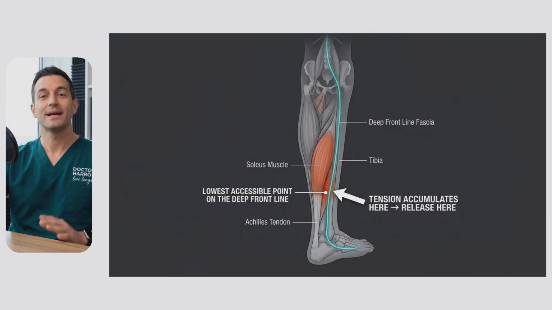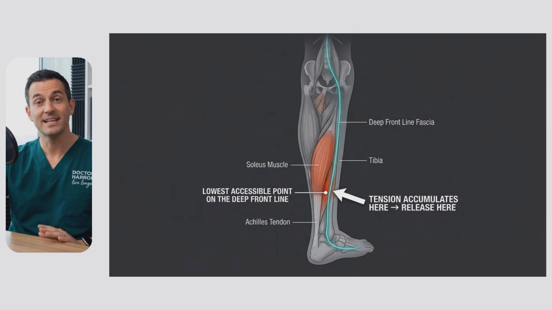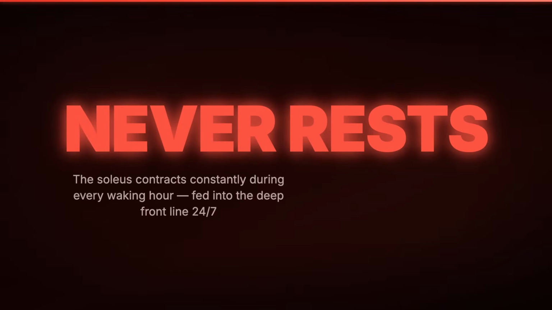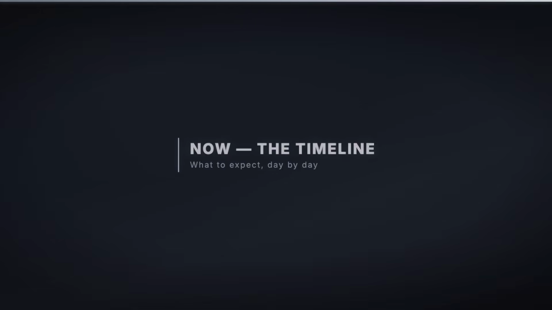Constant contraction means constant shortening stimulus. Constant shortening means chronic tension fed into the deep front line at its lowest accessible point. The soleus is where the tension accumulates because the soleus is the muscle that never fully rests during waking hours. Release here, and you release at the source.